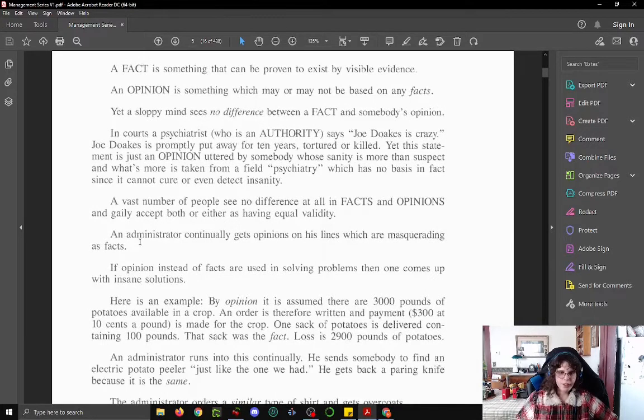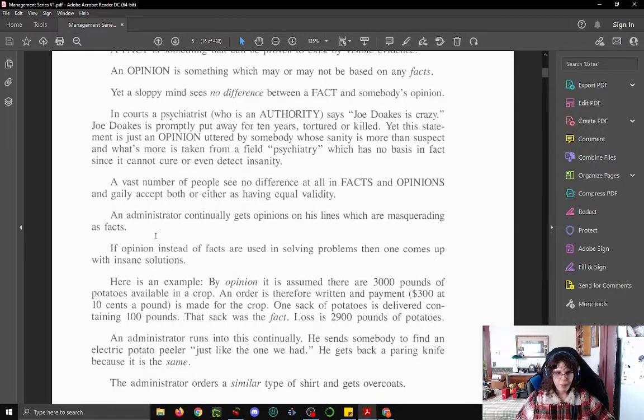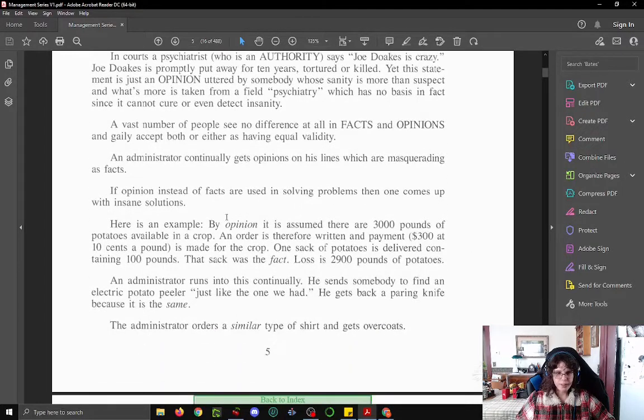An administrator continually gets opinions on his lines, which are masquerading as facts. If opinion instead of facts are used in solving problems, then one comes up with insane solutions. Here's an example. By opinion, it's assumed there are 3,000 pounds of potatoes available in a crop.